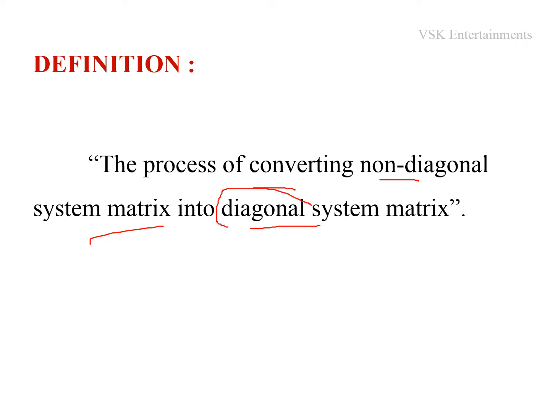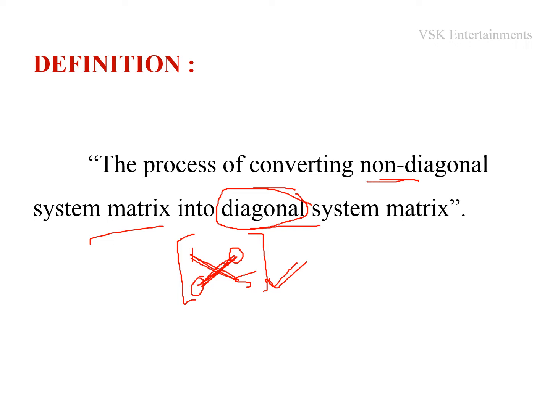Here, a diagonal matrix is nothing but a matrix in which only the diagonal elements are not equal to 0 and the non-diagonal elements are equal to 0. That type of matrix is called a diagonal matrix. If we consider the matrix 1 0 0 5, these are the diagonal elements, which are not equal to 0, and these are the non-diagonal elements, which are equal to 0. This type of matrix is called a diagonal matrix.